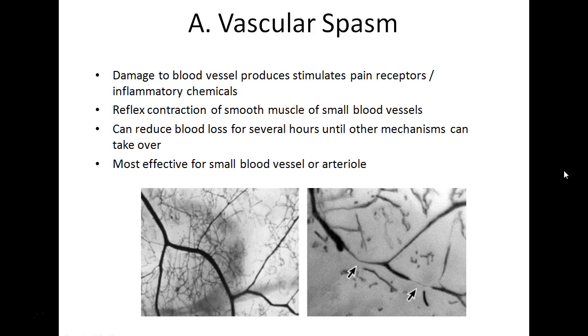Recall from the last section we talked about smaller blood vessels called capillaries and venules and arterioles. Here we see the vascular spasm is an adequate measure to prevent blood loss from these smaller vessels.